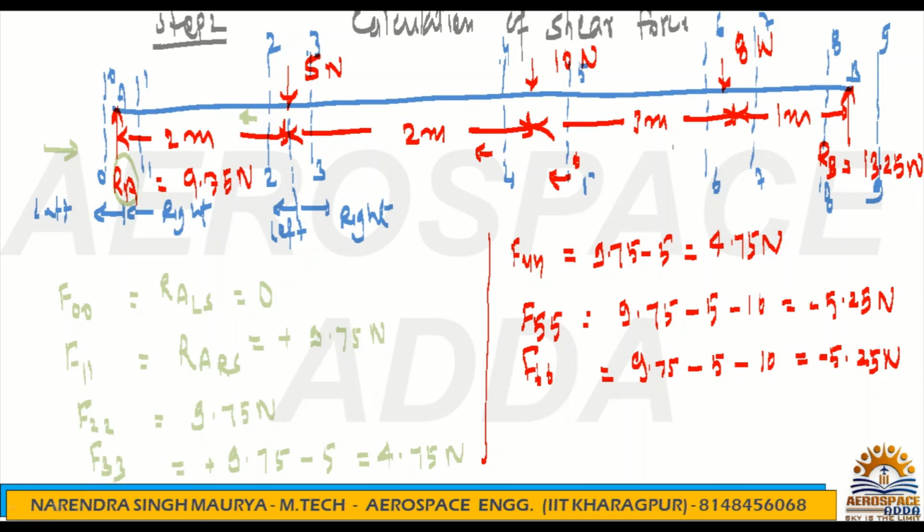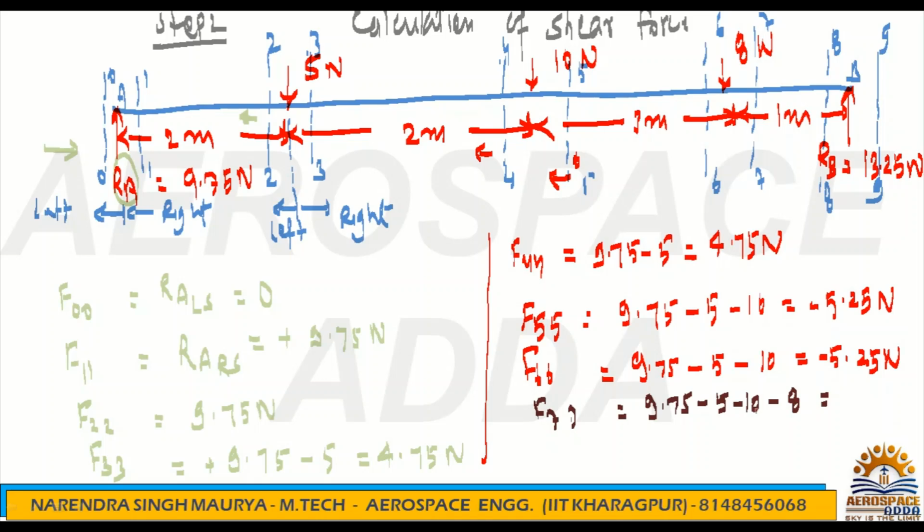Now if you check the next load, which is nothing but F77. Once you reach at 77, again if you see the loads, 9.75 upward, 5 Newton downward, 10 Newton downward. Then one more load, which is 8 Newton, it is downward. Once you are at point 77, 8 Newton also will be considered. Now it is 9.75 minus 5 minus 10 minus 8.